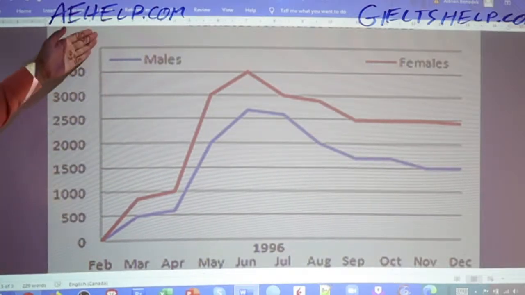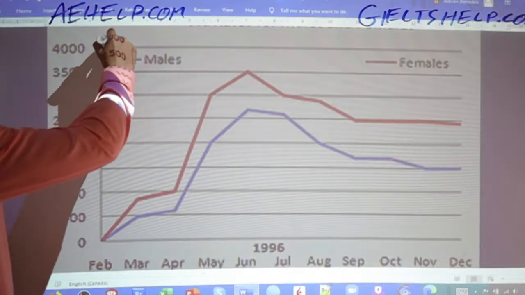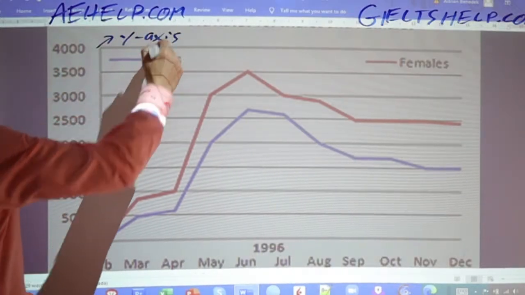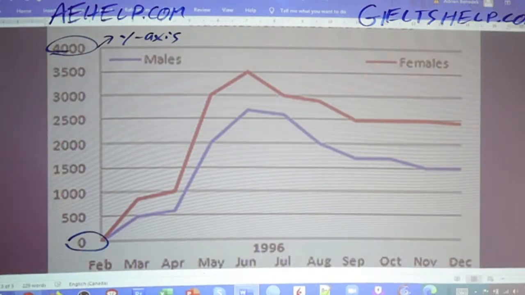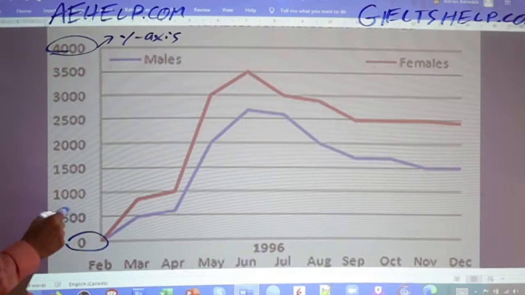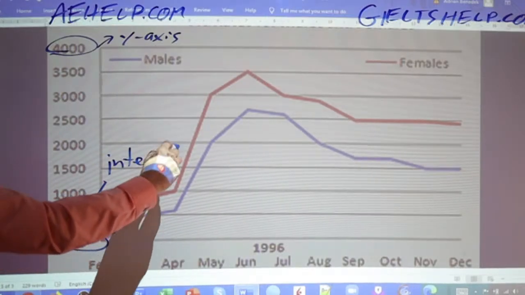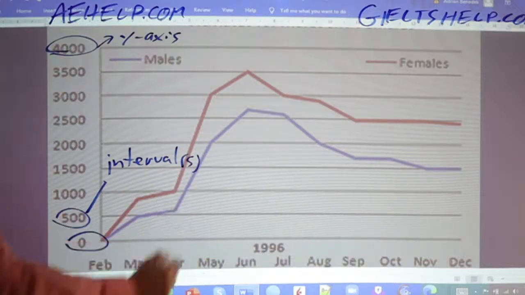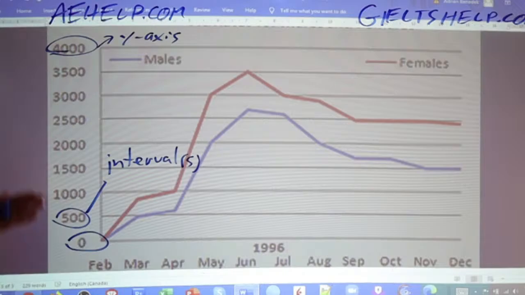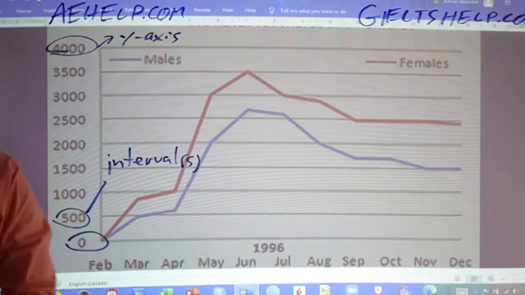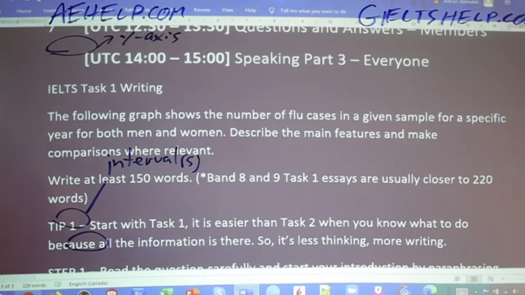So this vertical axis is called your y-axis, okay? It's good to know that. And it goes from 0 to 4,000 with intervals of 500. Okay, so if this is a new word for you, make sure to learn it. Intervals of 500. Okay, so the maximum cases is 4,000. So good. So that's kind of the more detailed information I'm thinking about as soon as I'm reading this.